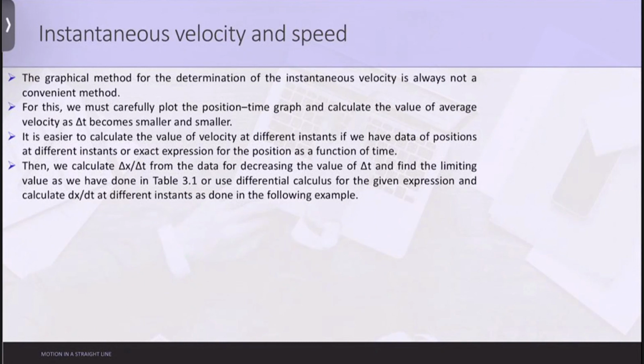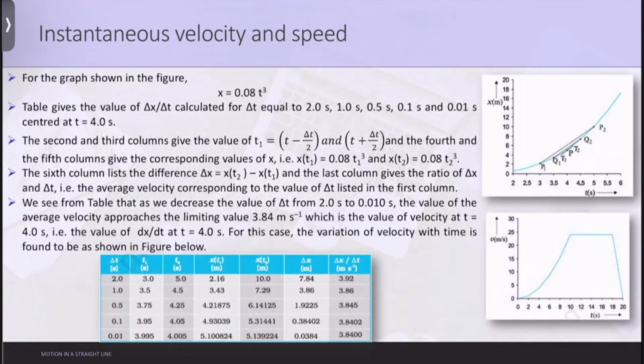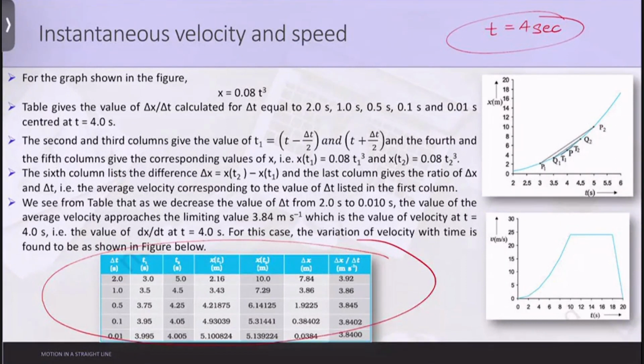Fine, let's move on. The graphical method for the determination of the instantaneous velocity is not always a convenient method. We just understood this. Why? Because you can see the amount of calculation which we did for just finding out the value of instantaneous velocity at t equal to 4 seconds. What about all the infinite points which are present between t equal to 0 and 10 seconds, right?